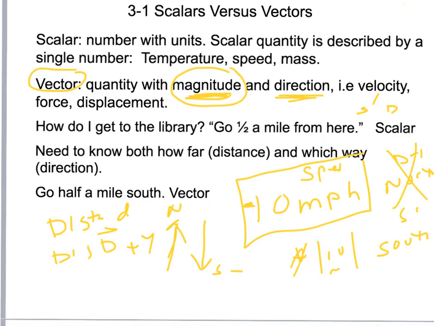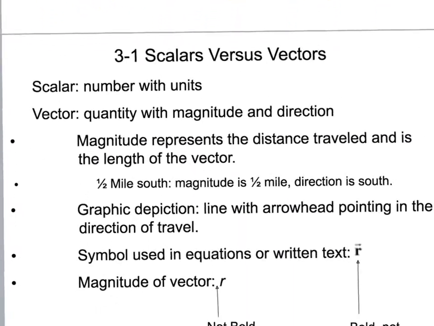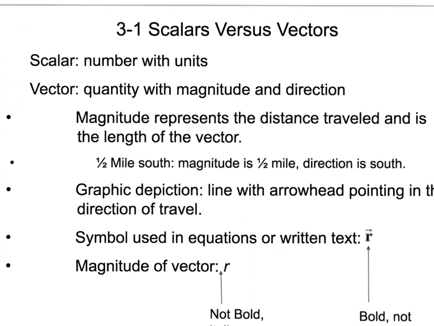So the appropriate answer for how do I get to the library would be go a half a mile south, or go 2 blocks down 11th Street, down being south, 2 blocks south following 11th Street. The vector gives you a lot more context, and it gives you that magnitude and direction. So the scalar is just numbers with a unit, and the vector is a quantity that gives you magnitude and direction. The magnitude represents the distance traveled, and it also represents the length of the vector too. So that's important, the length of the vector.